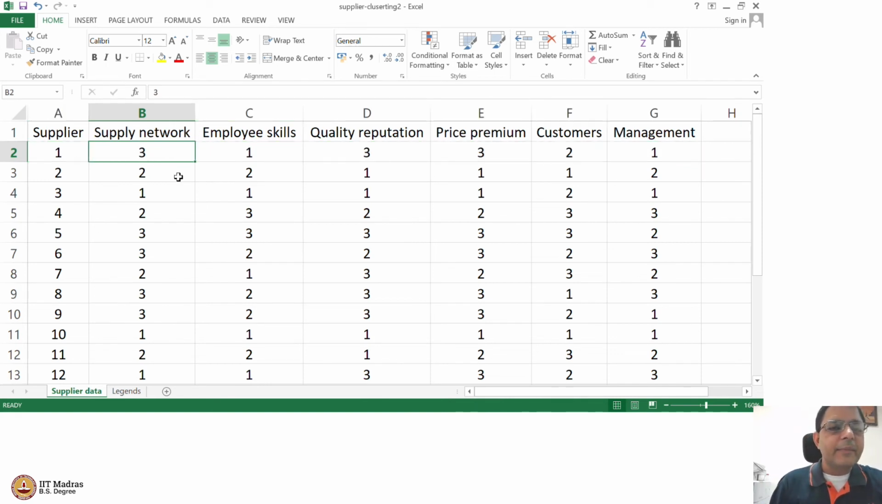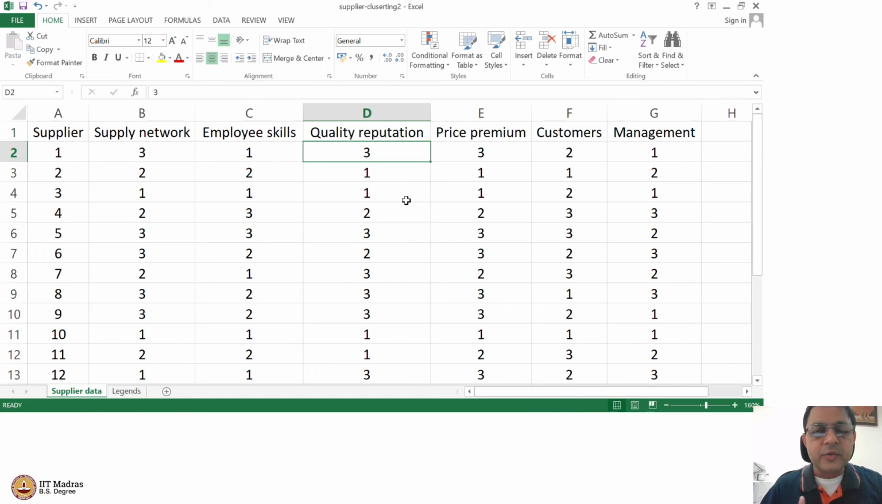So supplier 1 apparently has a rank 3 in terms of network, which means that this particular supplier doesn't have a great supply network, right? So the quality of raw material, the organization should really check and then only confirm, because the rating is 3. In terms of employee skills, however, this supplier is doing wonderfully well, rank 1. They have the best possible employee skills. In terms of quality reputation, they are not doing so great, because the rank is 3. This particular supplier does not enjoy a good reputation in terms of quality, and therefore this supplier also is not charging too much of a premium, right?